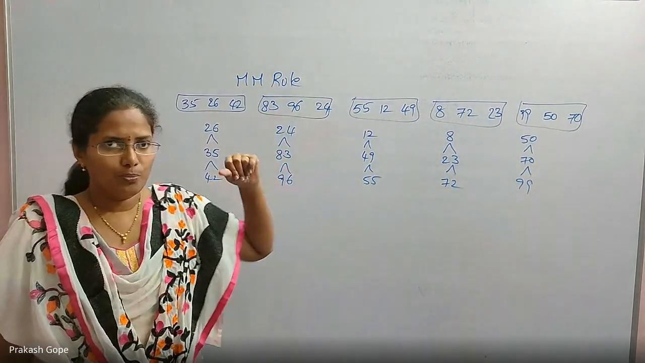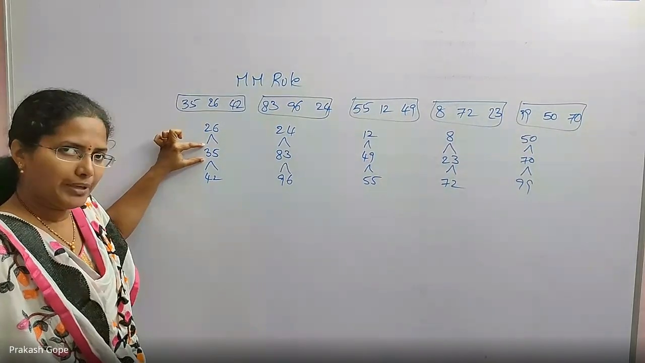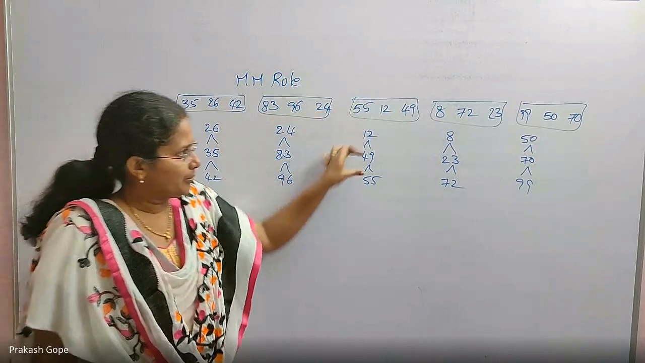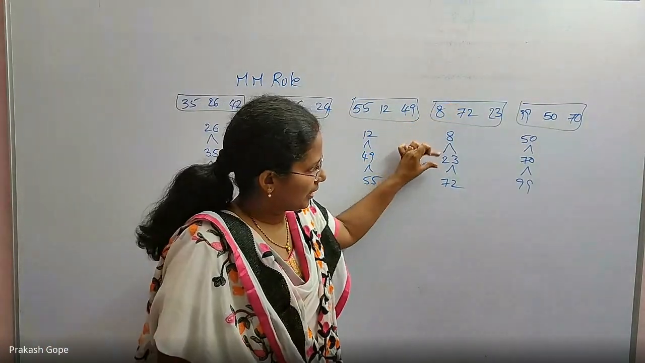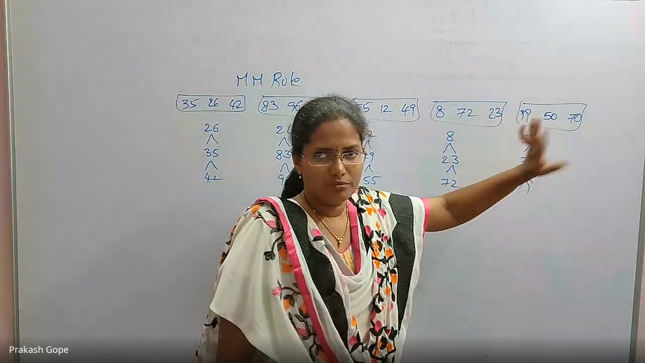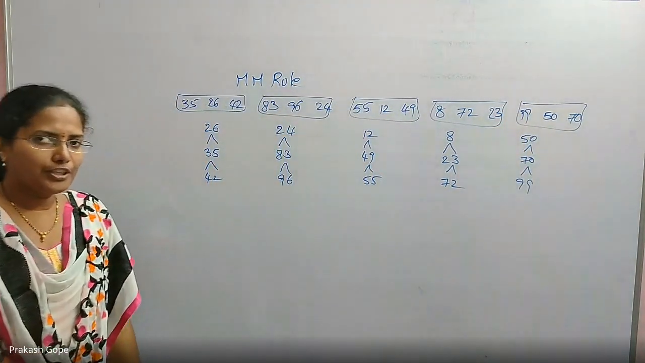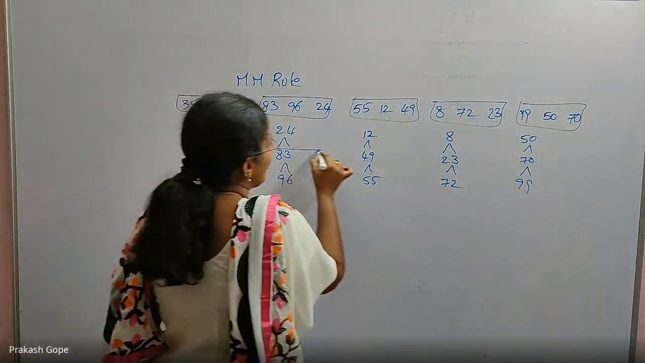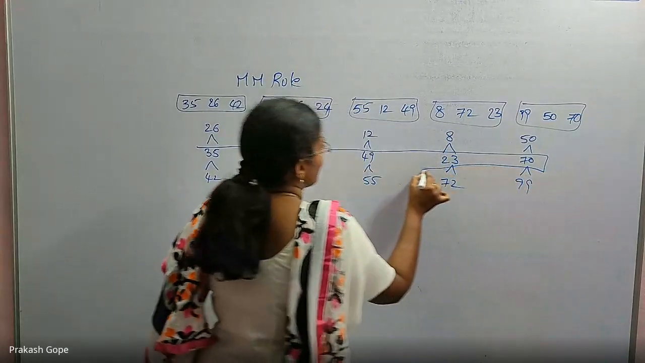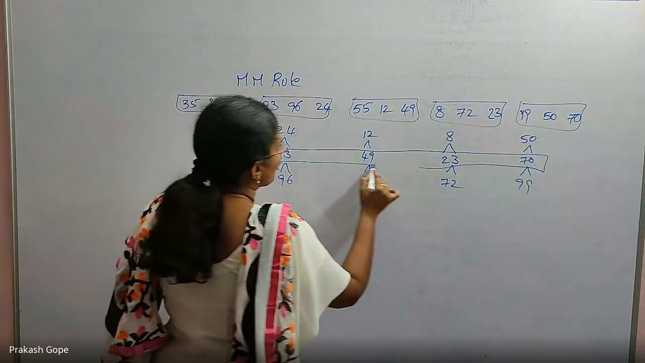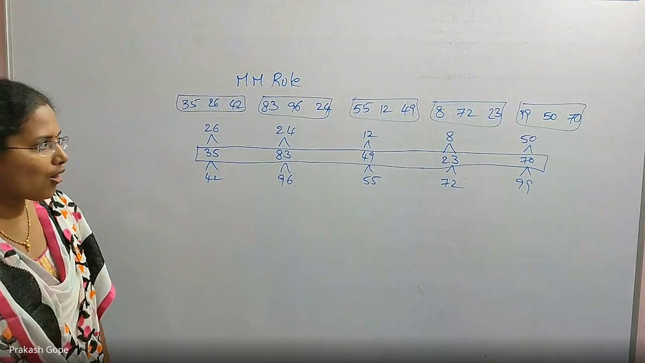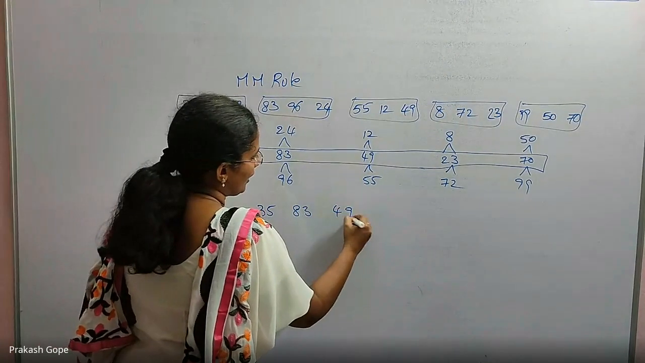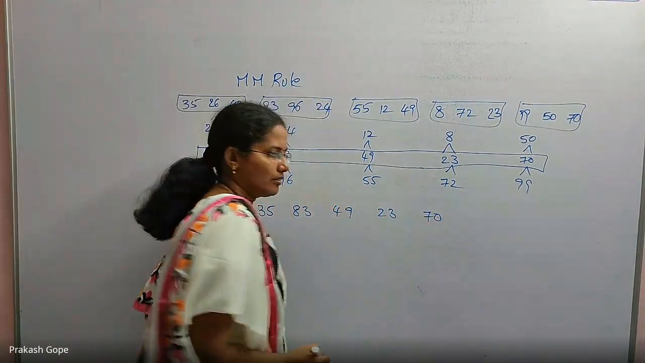So, every 3 elements as a group. In each group, I have identified a median. Median means the middle element. Middle of these 3, middle of these 3, middle of these 3, middle of these 3, middle of these 3. Medians. Median of each group. Then, median of medians. Now you consider only the medians and you pick up median of those. Median of medians. So, 35, 83, 49, 23, 70.